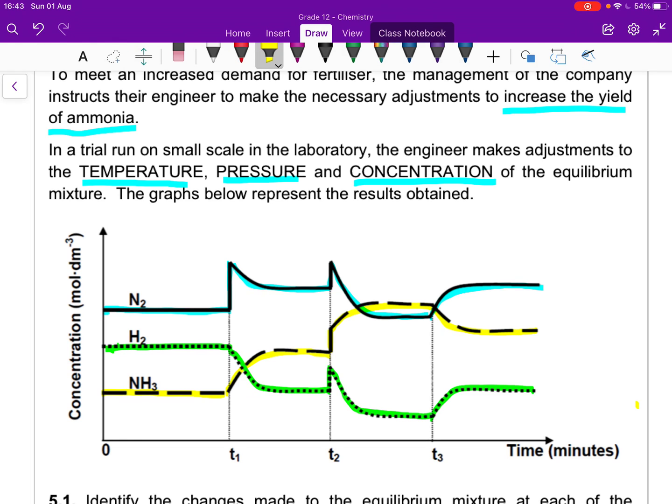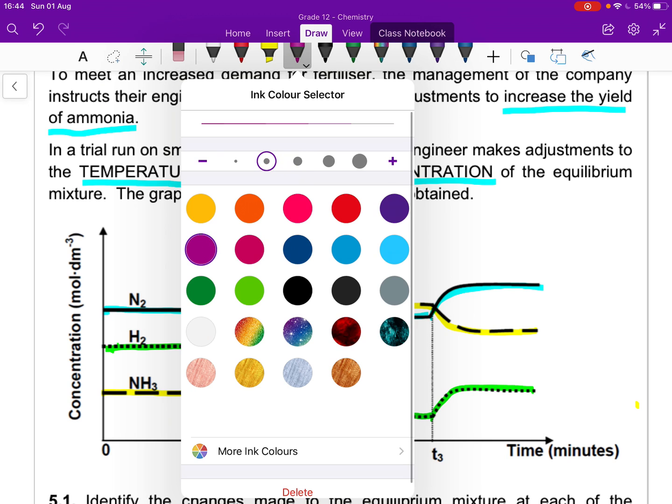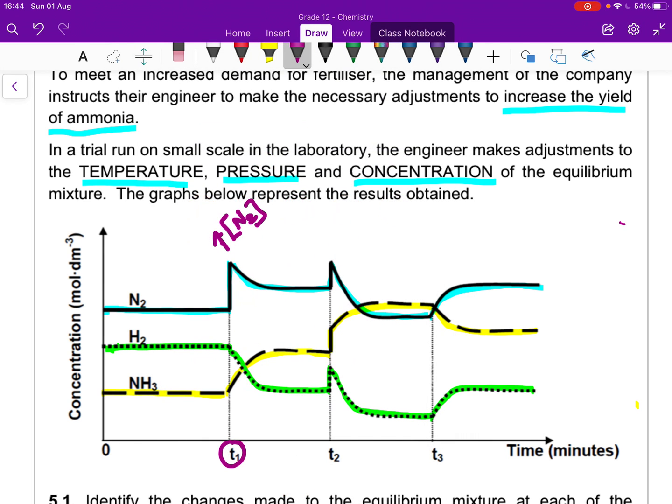So there's three things that we're looking at: temperature, pressure, and concentration. Over here at T1, the only thing that changed instantly was N2. So over here, I increased the N2 concentration. Okay, that's what I changed.